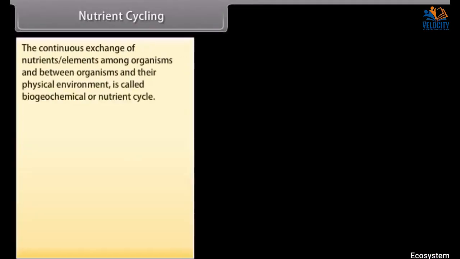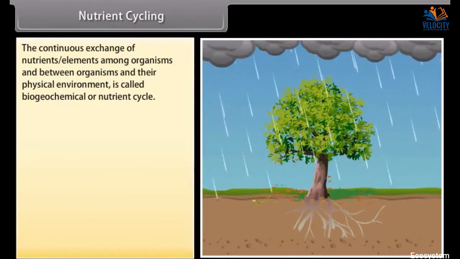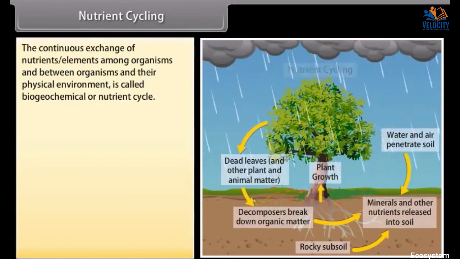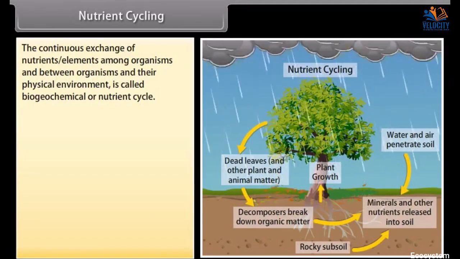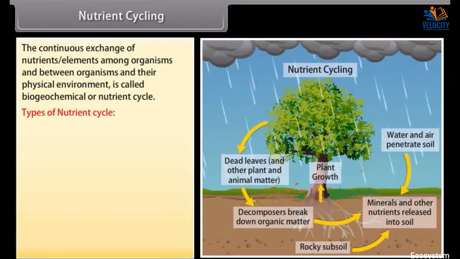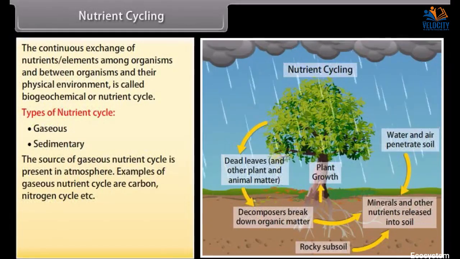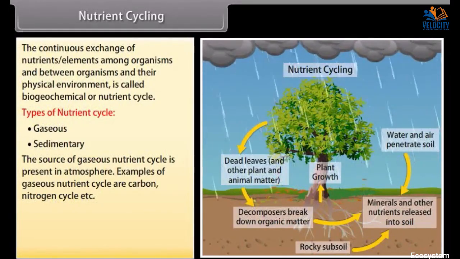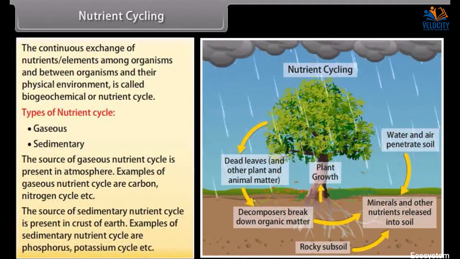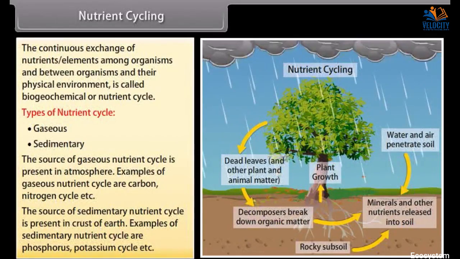Nutrient cycling. The continuous exchange of nutrient elements among organisms and between organisms and their physical environment is called biogeochemical or nutrient cycle. Types of nutrient cycle: gaseous and sedimentary. The source of gaseous nutrient cycle is present in the atmosphere. Examples of gaseous nutrient cycle are carbon and nitrogen cycle, etc. The source of sedimentary nutrient cycle is present in the crust of the earth. Examples of sedimentary nutrient cycle are phosphorus and potassium cycle, etc.